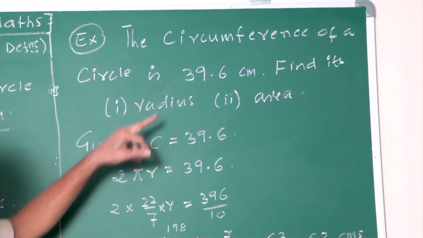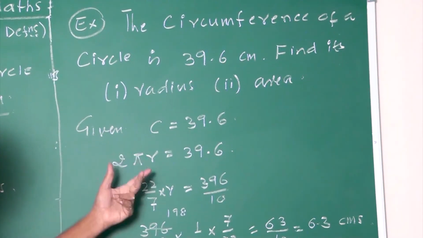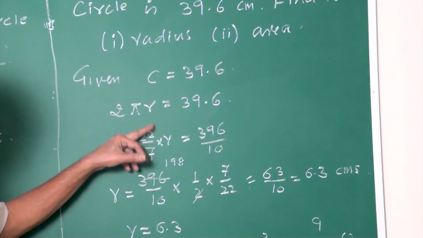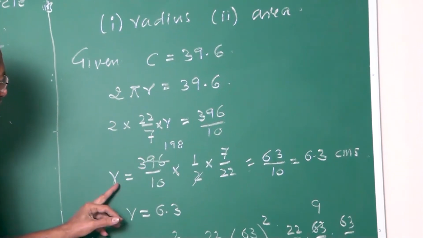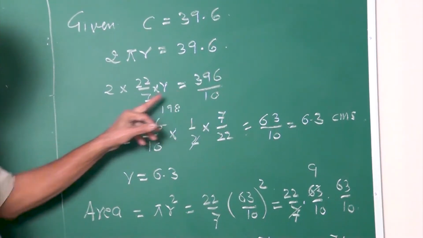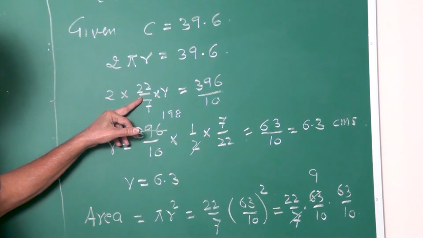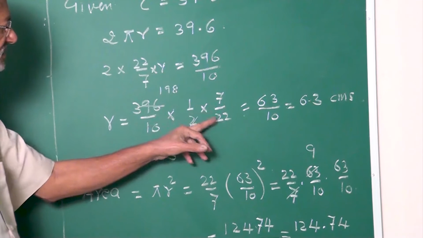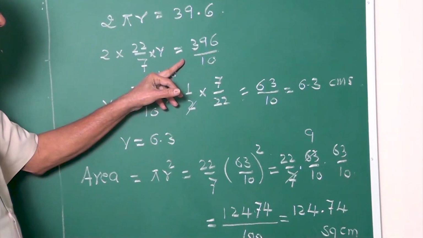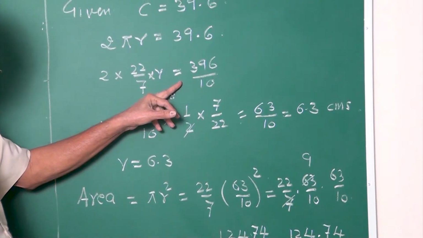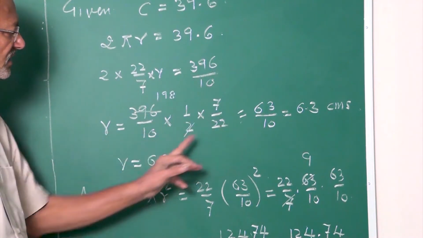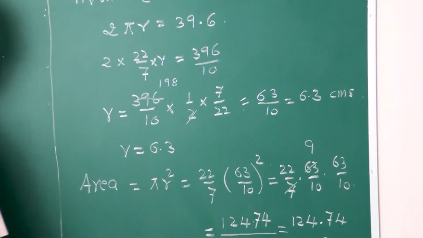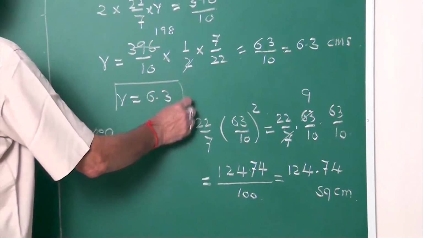Circumference is given. C is given. What is circumference? 2 pi r is given. 2 pi is 22 upon 7, r equal to this. So, solve for r. Reciprocal. If you simplify 198, again 22 cancels with 198, you get 9 here. 9 into 7 is 63 upon 10, which is 6.3. So, the radius is 6.3.